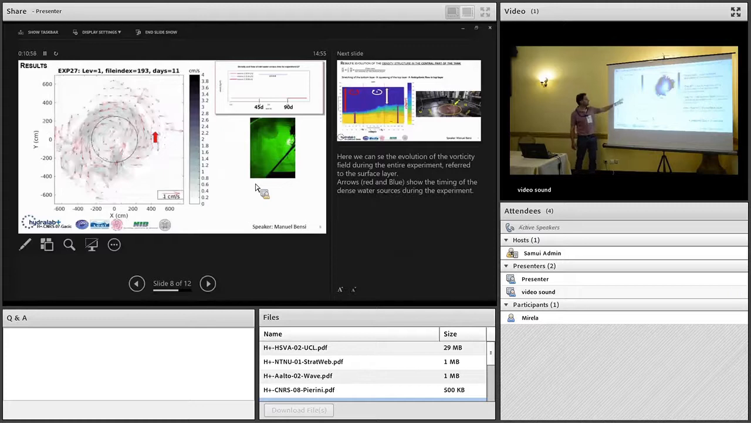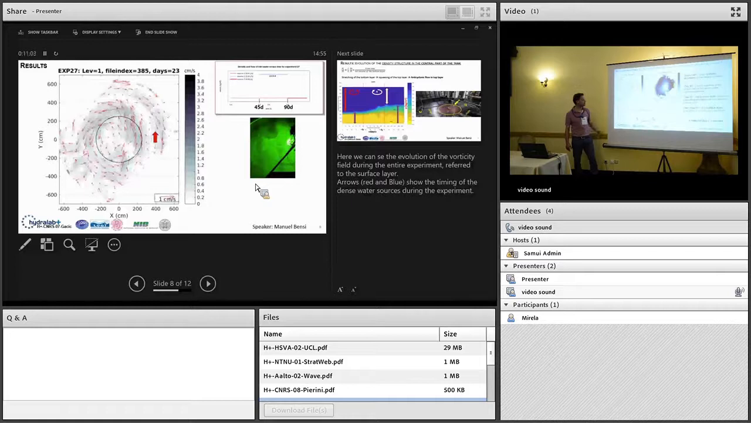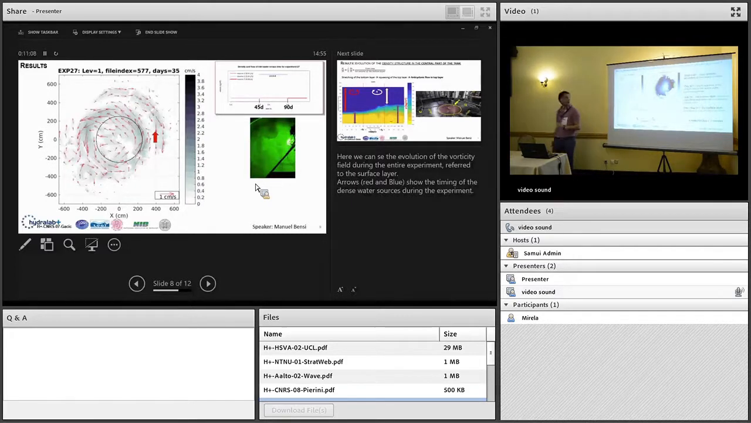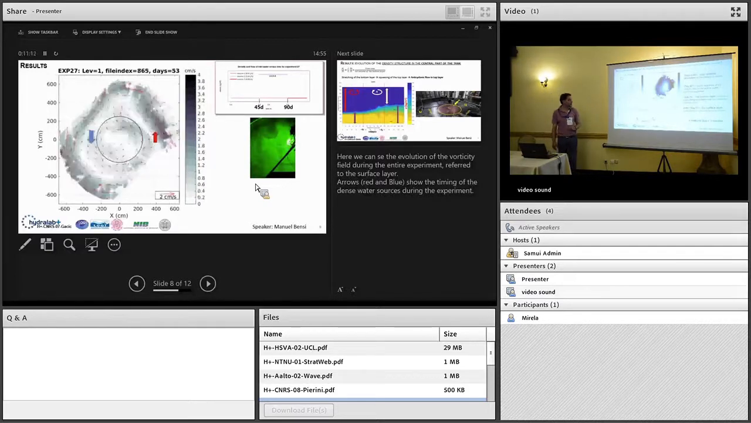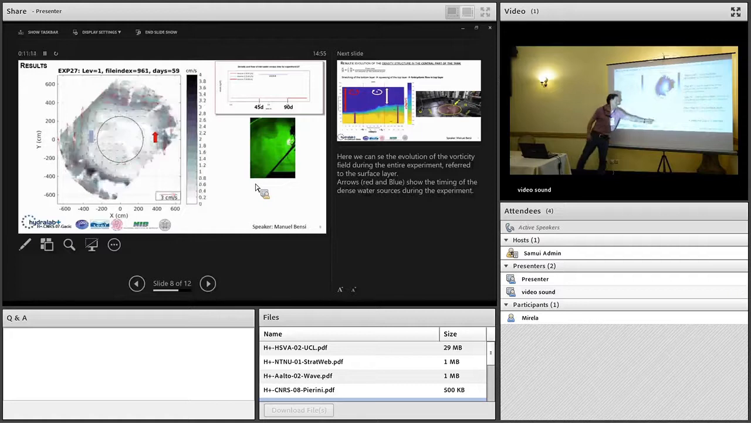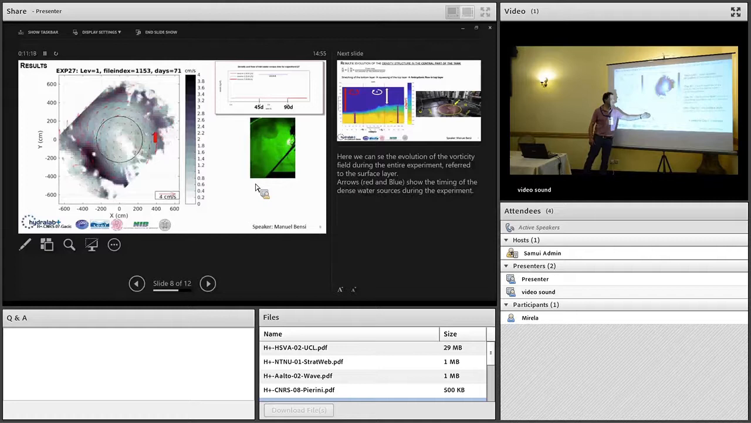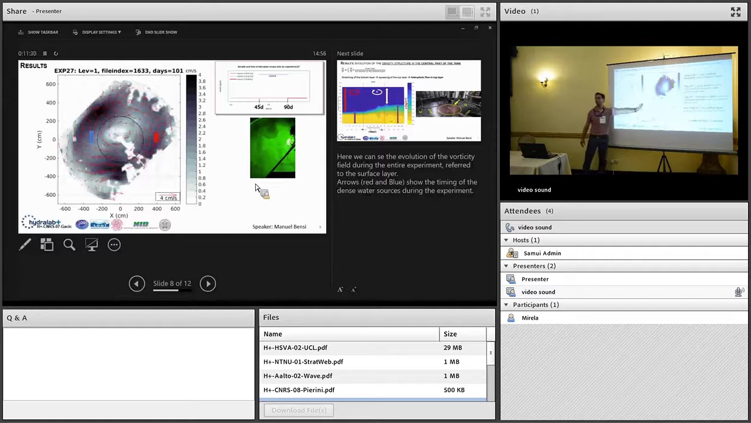Before that, we had a weak cyclonic circulation. After we started injecting the dense water, we had a reversal to anticyclonic circulation. And when we stopped the injection of the very dense water, the system slowly came back, almost at last, to the previous situation. We probably didn't reach the previous situation because the experiment was not long enough.